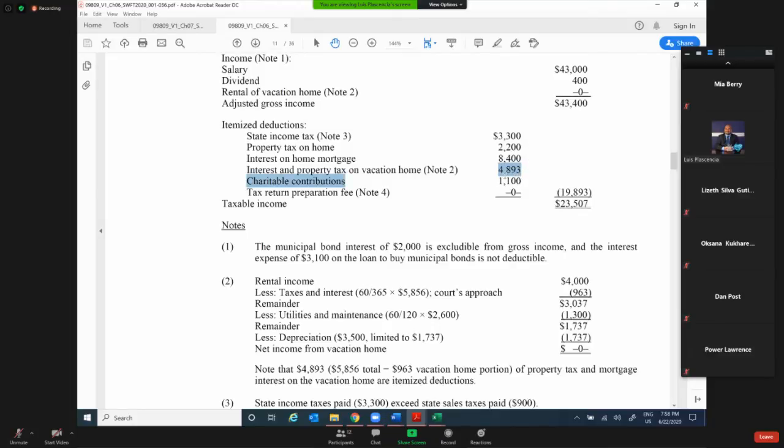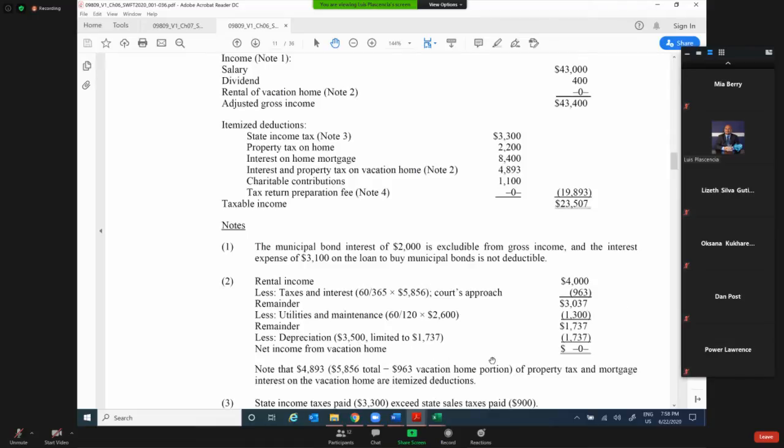That's an itemized deduction. You guys see that, right? That's how we got the 4,893 on top. We did the tax court method first, and whatever we don't allocate here goes as an itemized deduction. So over here again, utilities and taxes, 60 over 120, we're only allocating 1,300. The other 1,300 is not deductible.